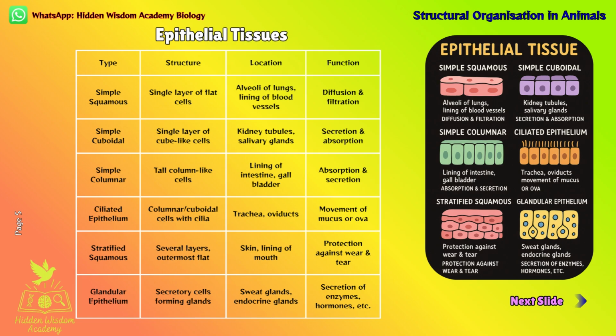Epithelial tissues form a thin sheet that covers body surfaces and lines organs. They sit on a basement membrane, have no blood supply, and get food through diffusion. Each type has a special job. Squamous, for diffusion. Cuboidal, for absorption and secretion. Columnar, for absorption and protection. Ciliated, for movement. Stratified, for protection. Glandular, for secretion. In exams, questions often ask about the type, location, and function. So remember their shape and where they're found in the body.